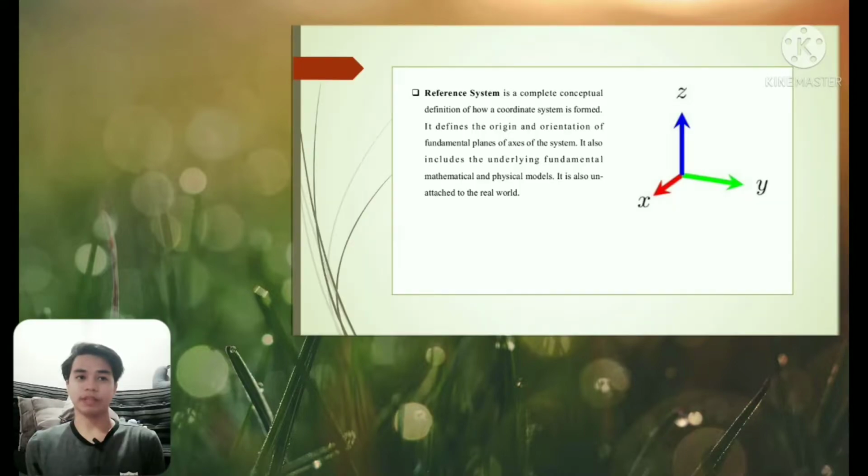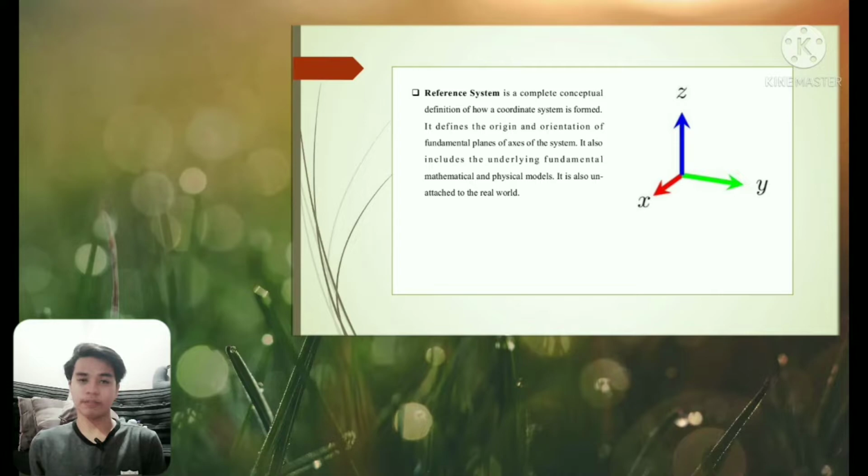A reference system is a complete conceptual definition of how a coordinate system is formed. It defines the origin and orientation of fundamental planes or axes of the system. It also includes the underlying fundamental mathematical and physical models. It is also unattached to the real world. In short, the reference system is the whole concept of the system.